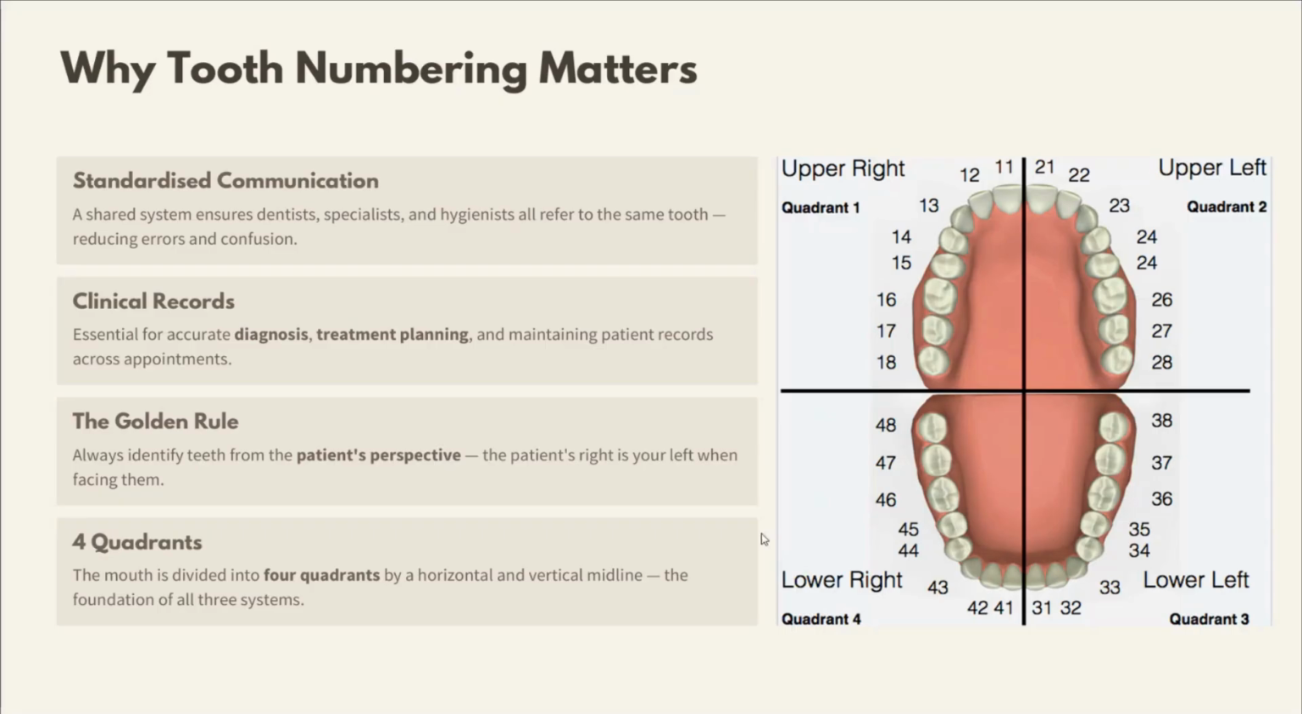And the mouth is divided into four quadrants. We divide our oral cavity to make it easy and also to form a foundation for our tooth numbering system. Here you see we have quadrant number 1, quadrant number 2, 3, and 4. We are going in a clockwise direction, and the maxillary arch has two quadrants and the mandibular arch has two quadrants. In total, our oral cavity is divided into four quadrants.